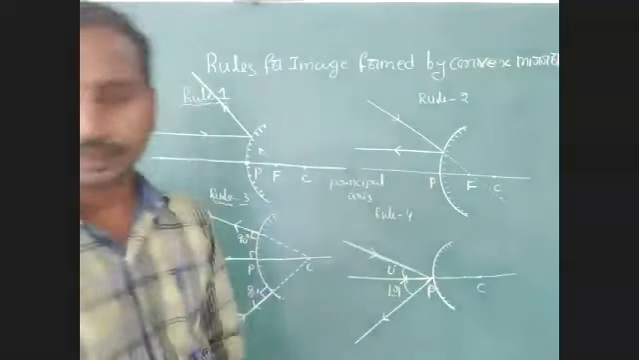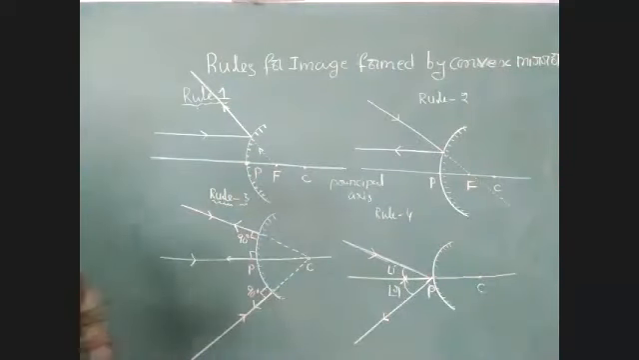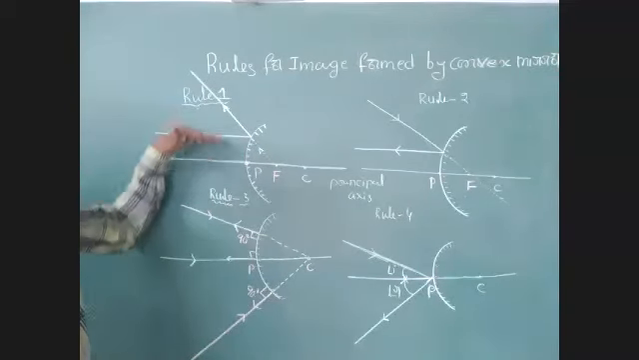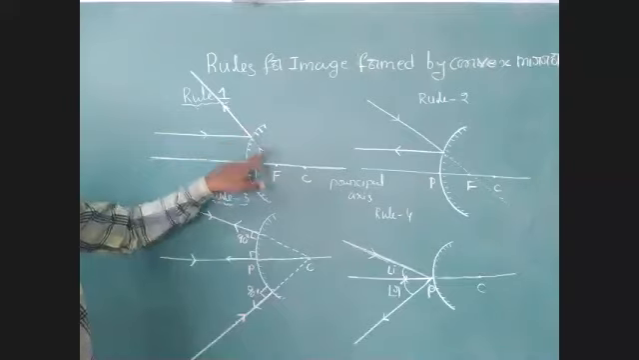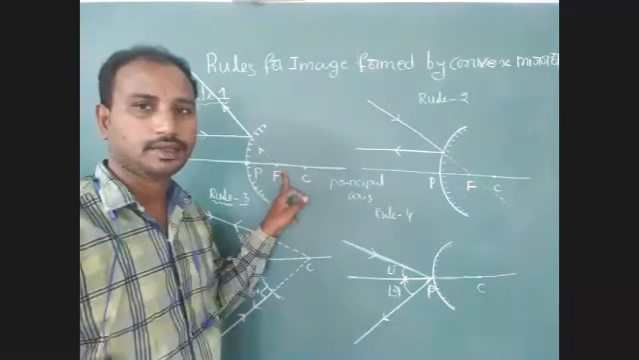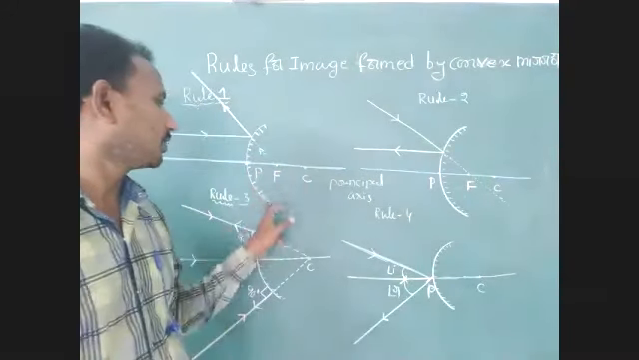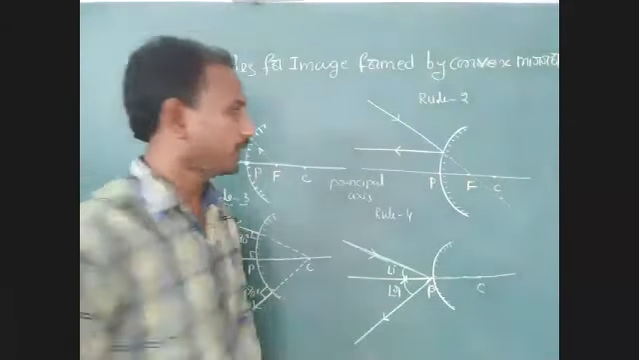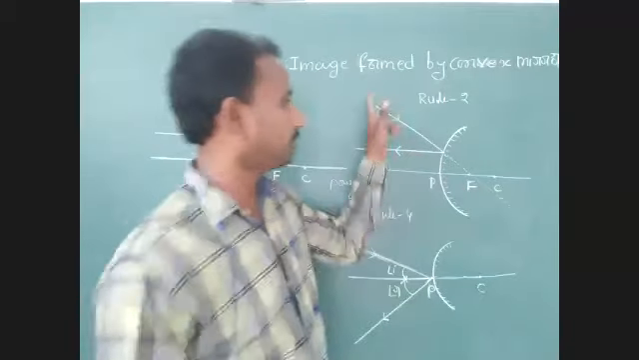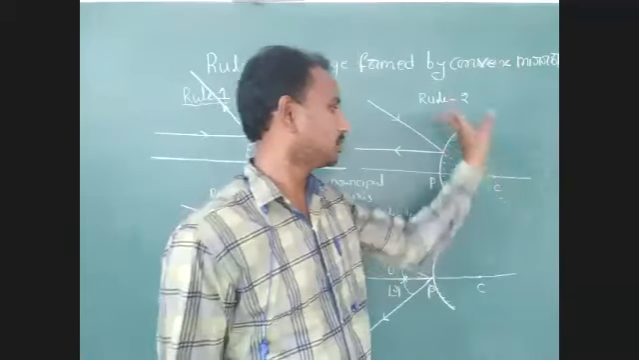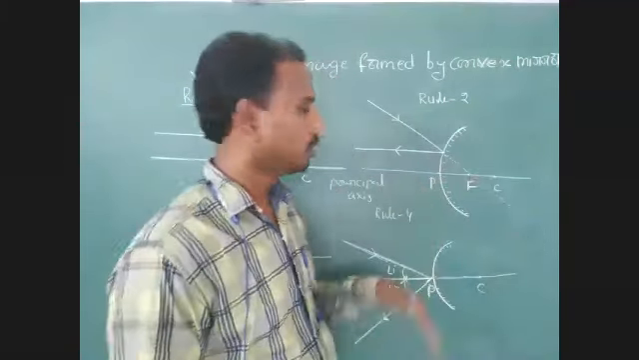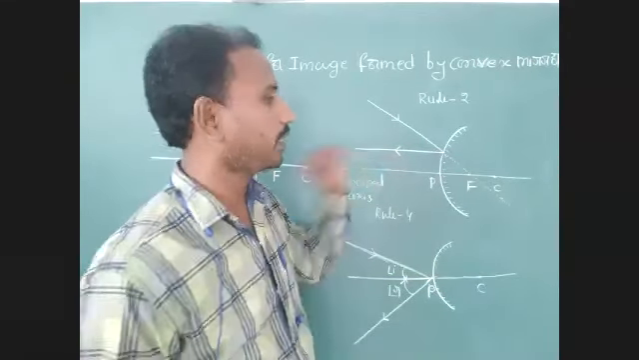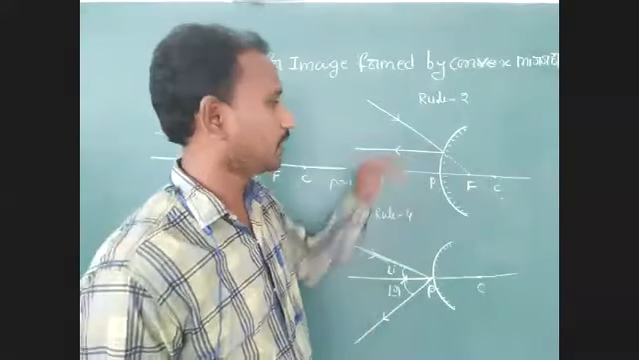Okay, students, completed. Listen, first rule: if a ray of light is parallel to the principal axis, after reflection, the reflected ray appears to come from the principal focus. Your reflecting surface is the convex mirror surface. Okay, next one: if a ray of light is passing through the principal focus, after reflection, the reflected ray is parallel to the principal axis.